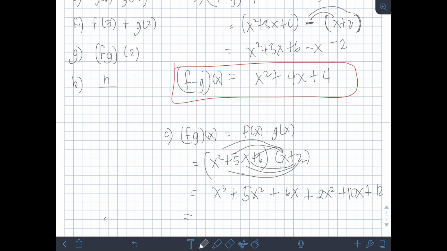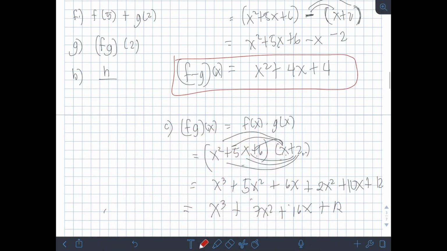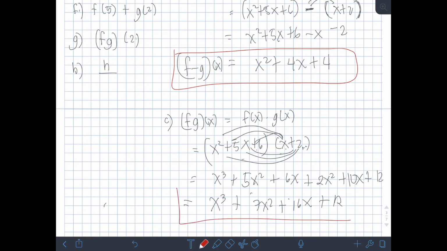So, combine similar terms, we have x cubed plus 5x squared plus 2x squared is 7x squared, plus 6x plus 10x is 16x, and then plus 12. So therefore, f times g of x is equal to x cubed plus 7x squared plus 16x plus 12.